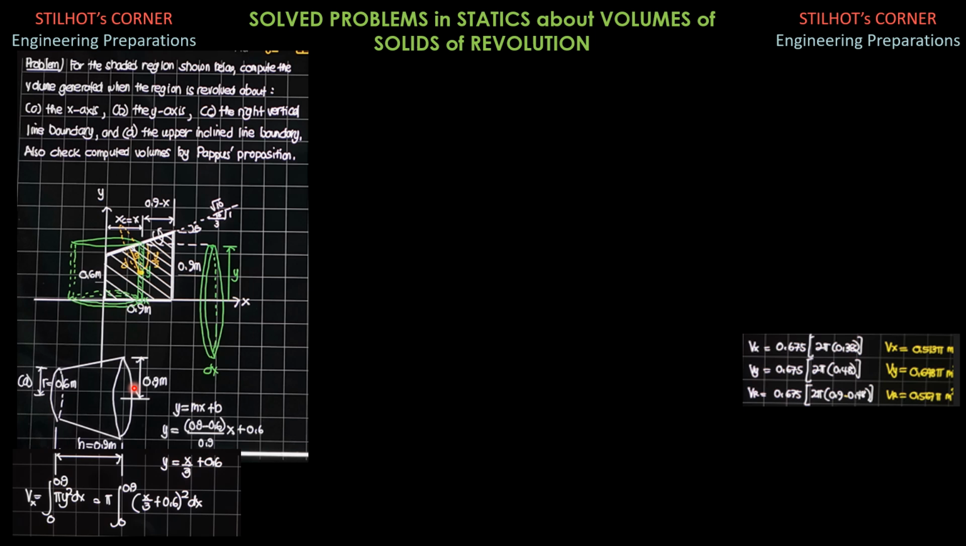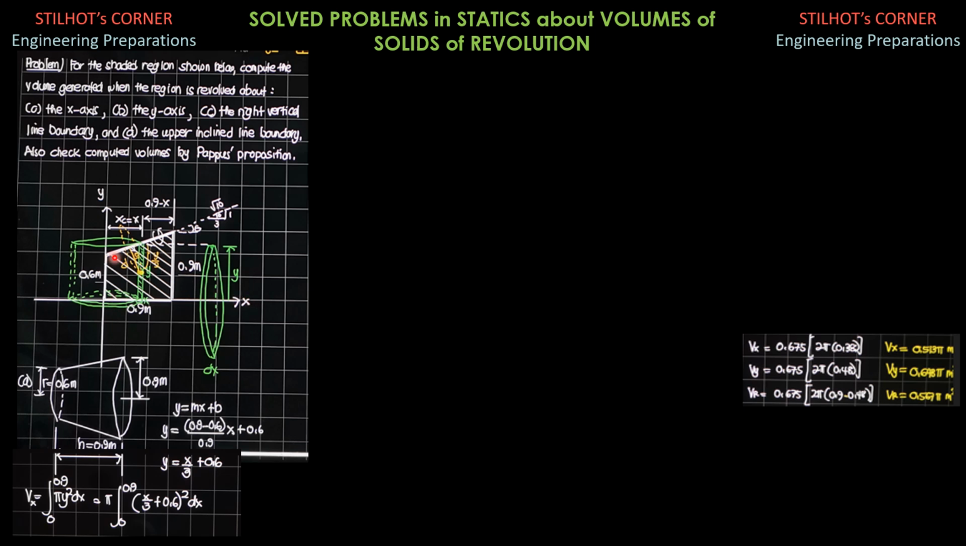But I apply integration first. So I consider a vertical strip. When this strip is revolved about the x-axis, it generates a circular disk. The thickness is dx and the height is upper y, which is just y, because the lower y happens to be the x-axis, which is y equals 0.